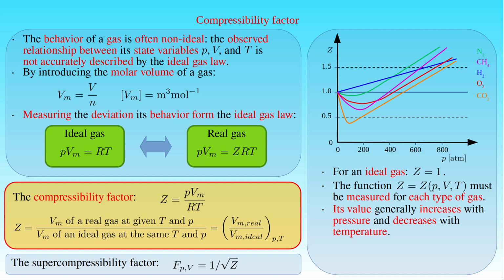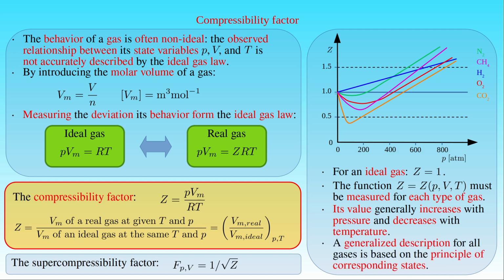Although each type of gas has its own unique compressibility factor represented by the different curves in the diagram, it is possible to give a general description for all gases based on a theorem called the principle of corresponding states. This principle will be presented when we construct a more realistic equation of state for real gases, and we will apply a universal description of the deviation factor as a consequence of the theorem. We will see that such a description provides a general method to determine this factor for each gas from measurements.